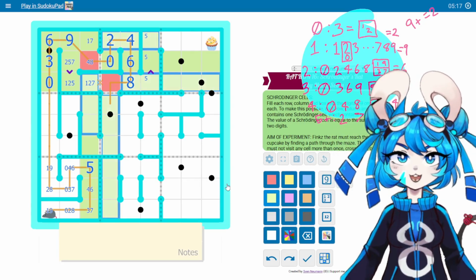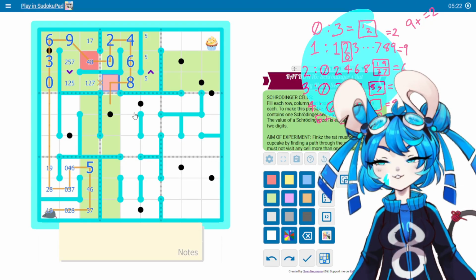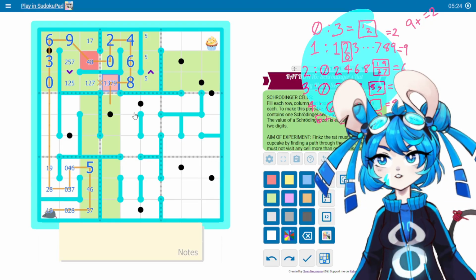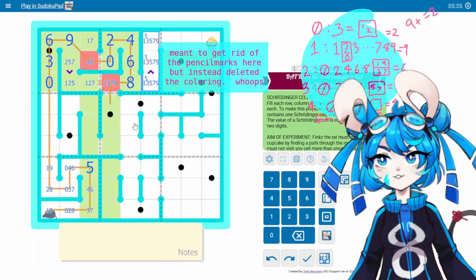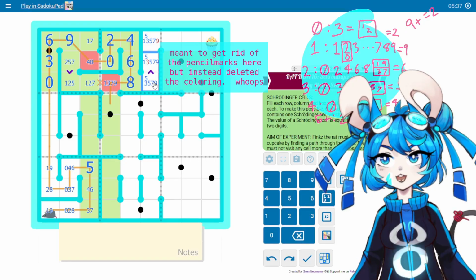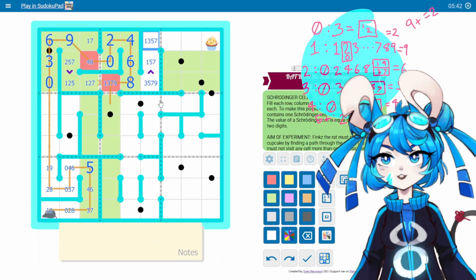Pulling possible Schrodinger cells out of every other position. So this adds up to 10, so it is 3, 7, or 1, 9. Right, and these are just odd digits, 1, 3, 5, 7, 9. This one can't be a 1. This one can't be a 9 or a 3 apparently.